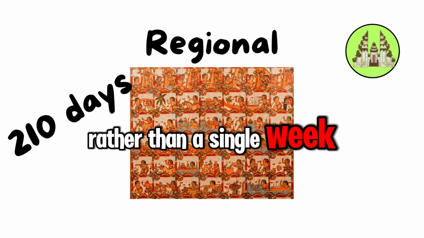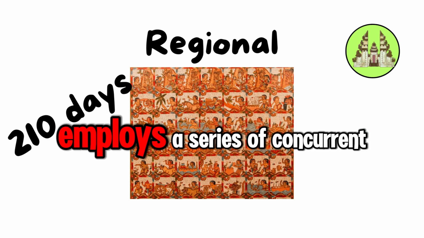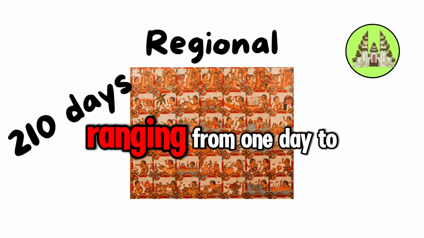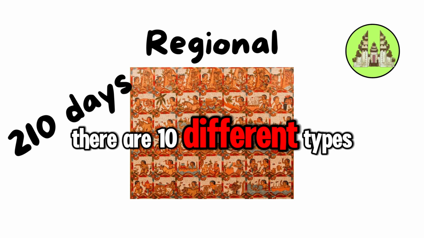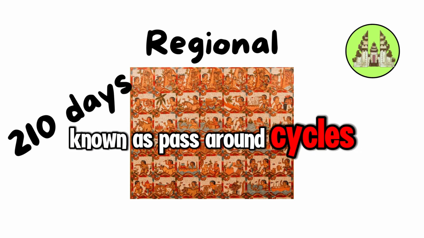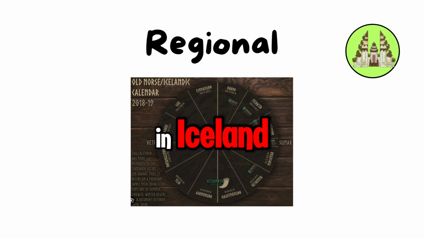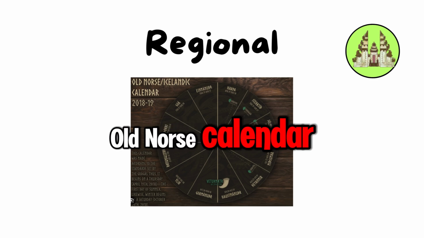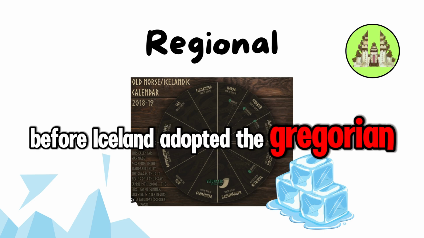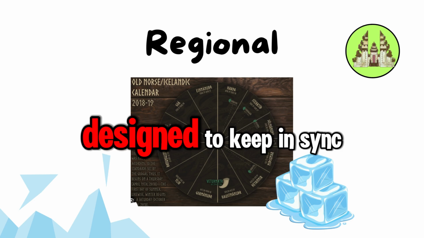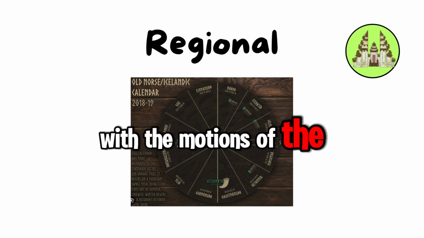Rather than a single-week system, the Pawukon calendar employs a series of concurrent weeks, ranging from 1 day to 10 days. There are 10 different types of weeks, known as Wewaran cycles, that run simultaneously. The Icelandic calendar, historically used in Iceland, is a variation of the Old Norse calendar before Iceland adopted the Gregorian calendar. It is lunisolar, designed to keep in sync with the motions of the sun and moon.